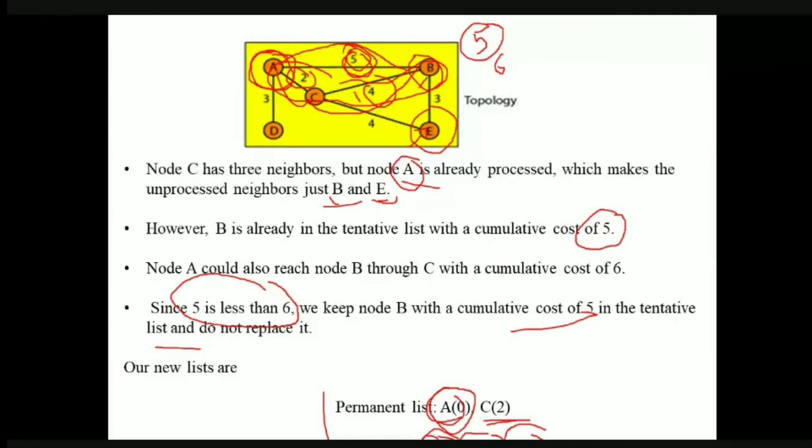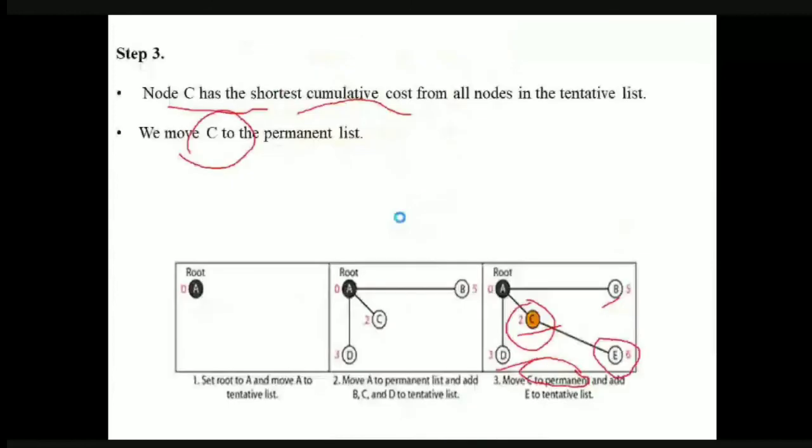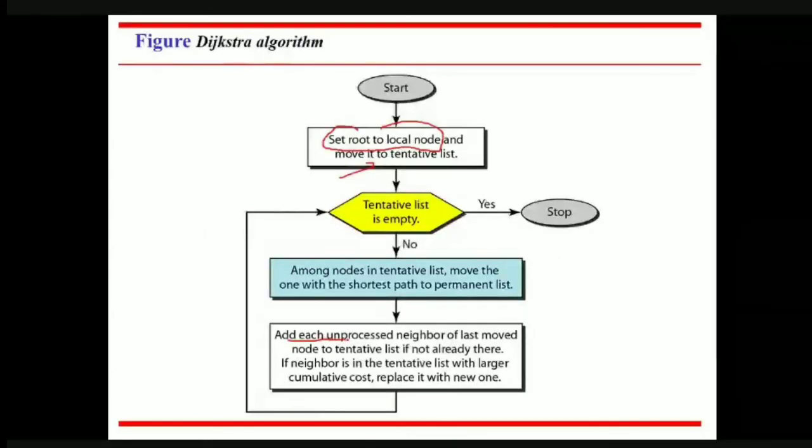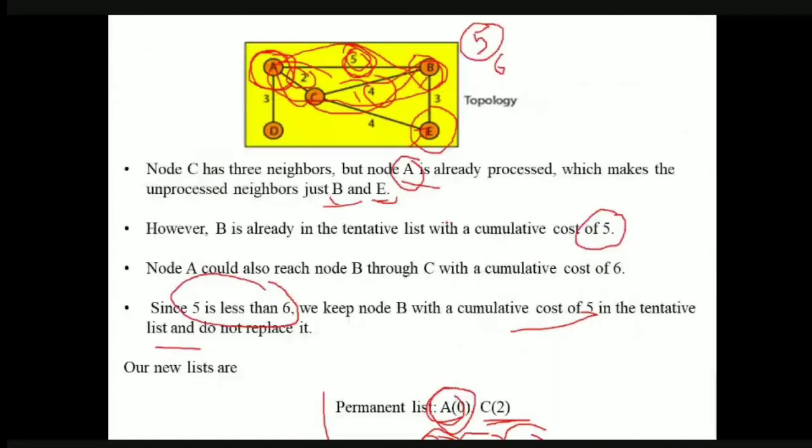Because if you see here in our algorithm, add each unprocessed neighbor of the last moved node to the tentative list if not already there. And the next point is very important. If the neighbor is in the tentative list with a larger cumulative cost, replace it with the new one. But our neighbor in the tentative list is not with the larger cumulative cost. It is with the smaller cumulative cost. That is the reason we are not removing this one.